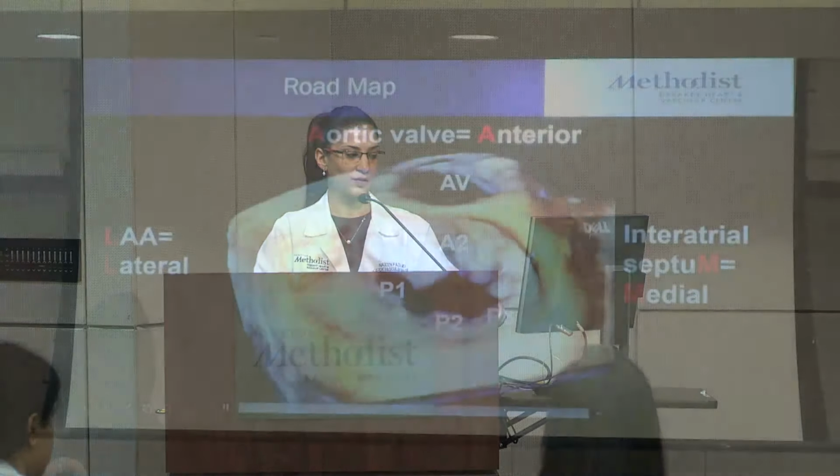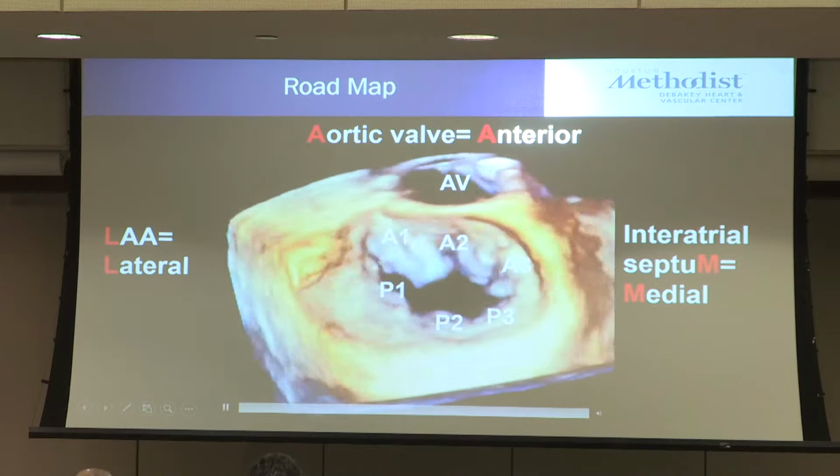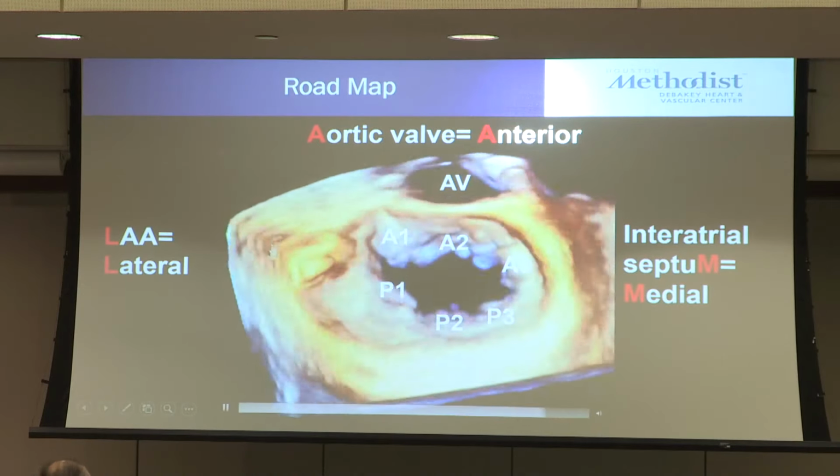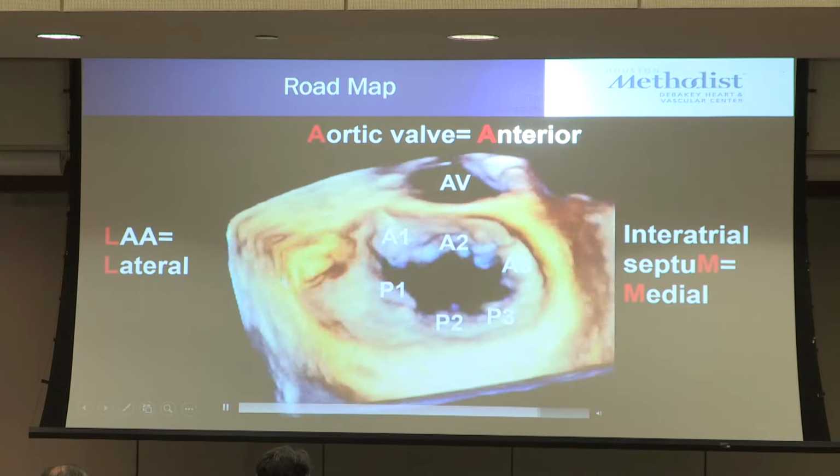And this is how you determine where the anterior leaflet is, being closer to the aortic valve. And this is how you determine which scallops are medial. A3 and P3 are close to the septum, A1 and P1 closer to the left atrial appendage. And you see a Watchman device right here, just to guide us.